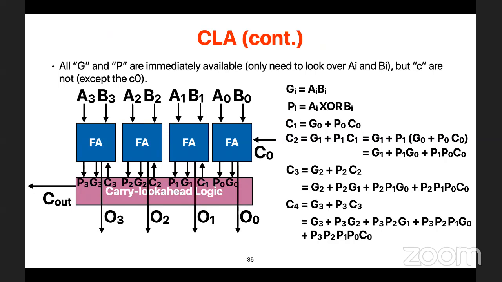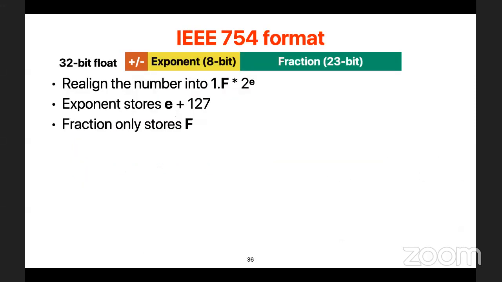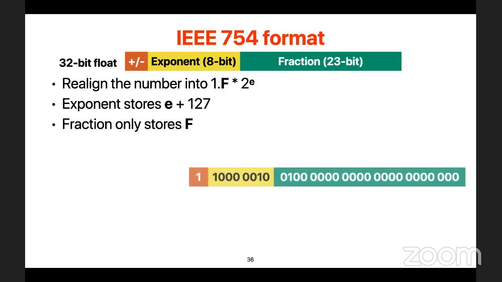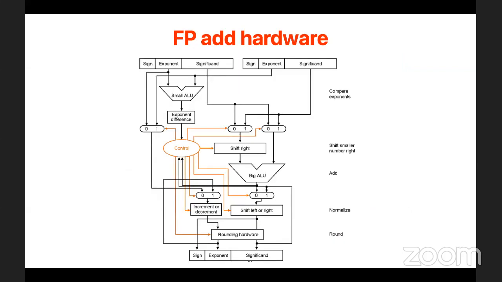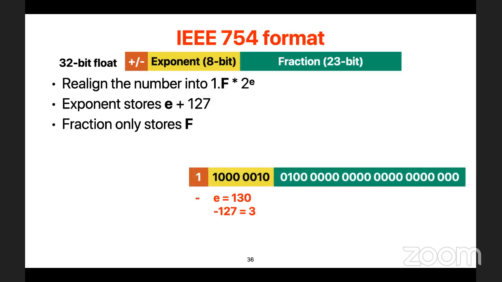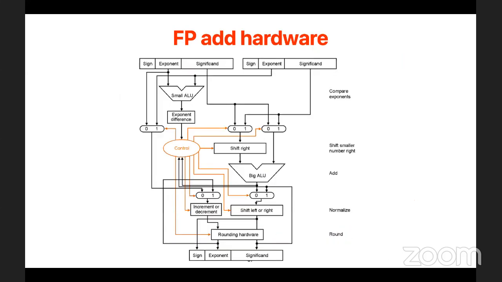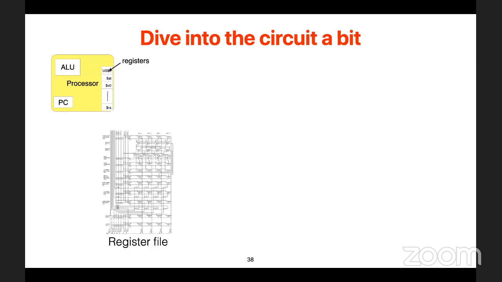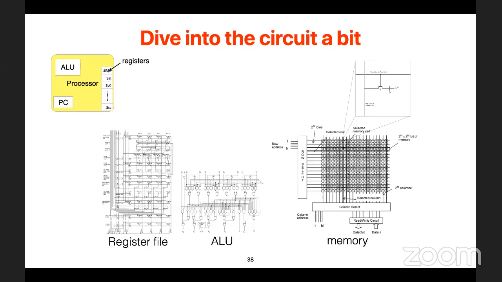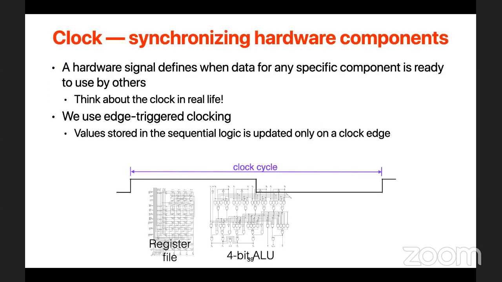And to make addition faster, you have to deal with hardware design like this, called a carry lookahead adder. If you want to store floating point numbers, you have to deal with the IEEE 754 format. Using this format, if you want to represent negative 10, you have to encode your bits like we showed in the slides. If you want to perform addition on floating point, you probably have to build hardware like this. And if you want to build a processor, it requires a register file, an ALU, and memory, and everything has to be controlled by the clock.